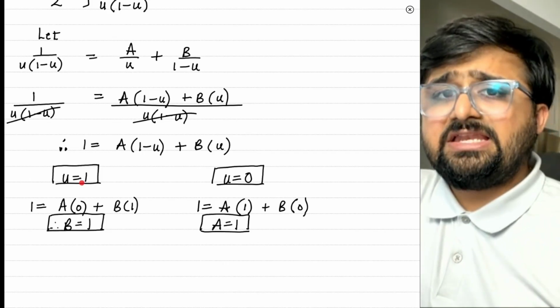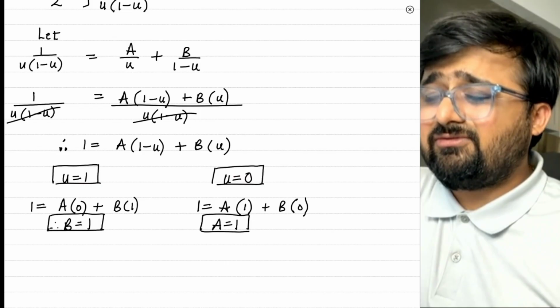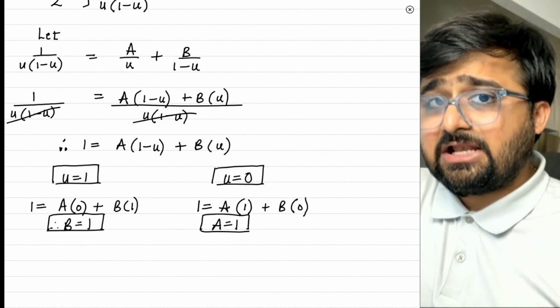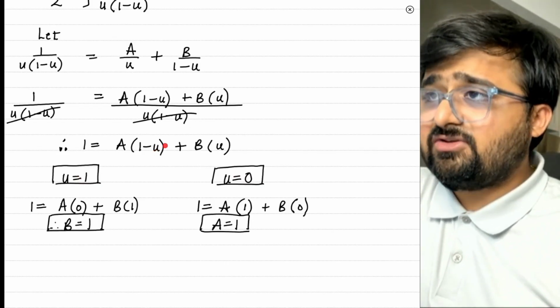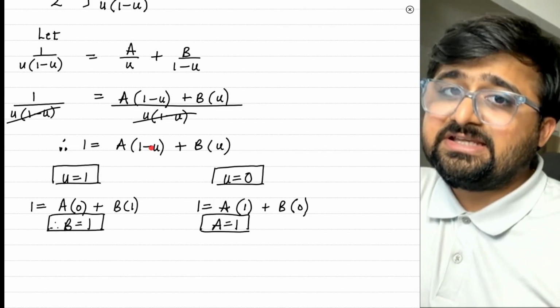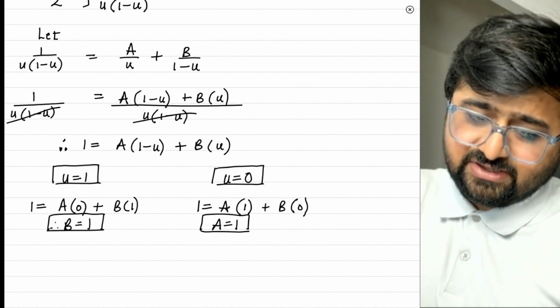You can really assume any values of u over here. The only thing you have to remember is, in order to make your calculations simpler, try to put in values of u which will make at least one term equal to 0. Okay, so that's how you find the values of a and b.